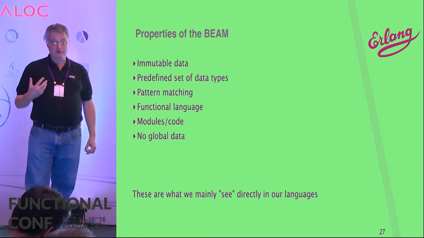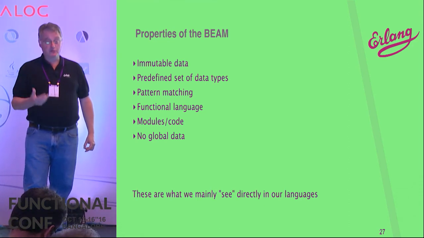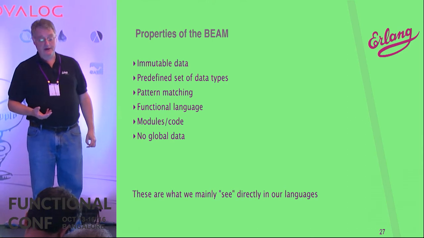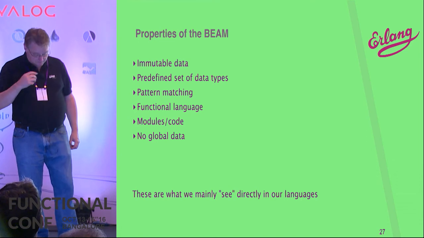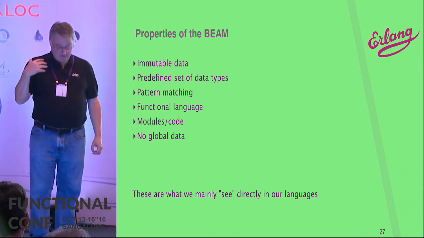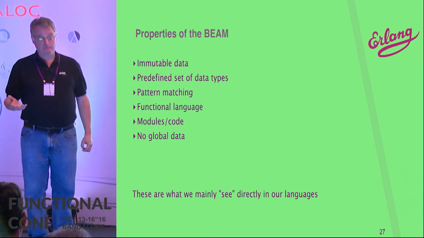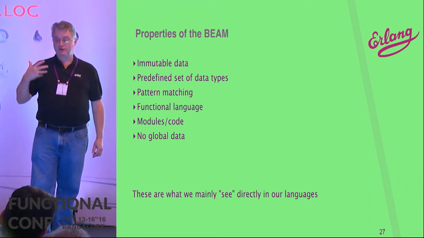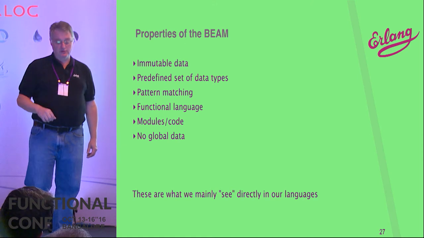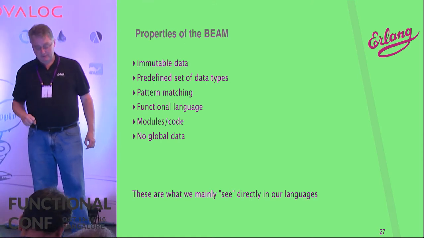It's the one that only has a predefined set of data types. It supports pattern matching, built-in support for pattern matching. It has support for the functional language side of it. It has a specific model of handling code, a specific way of working with that, and it's the one that doesn't have global data. So all these features of the language are built into the basic support, into the basic BEAM, the virtual machine.